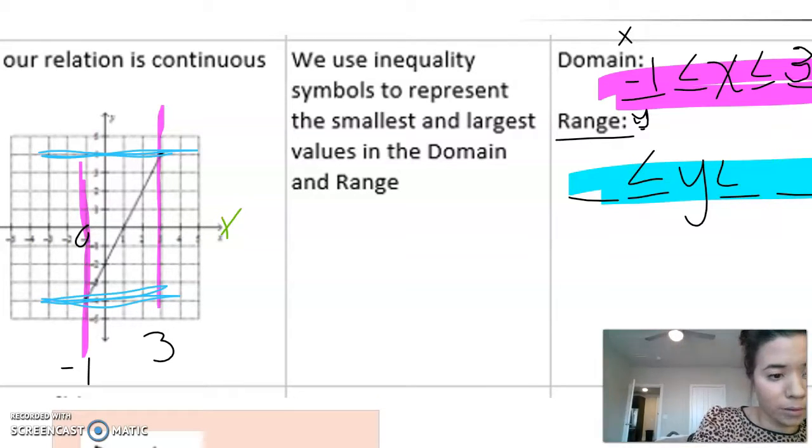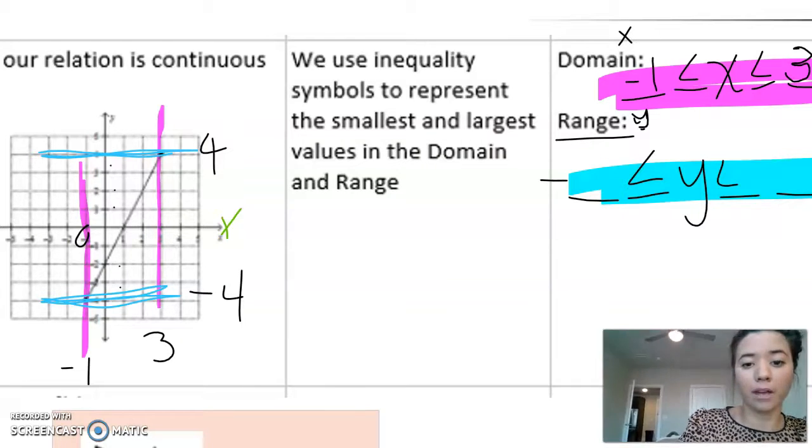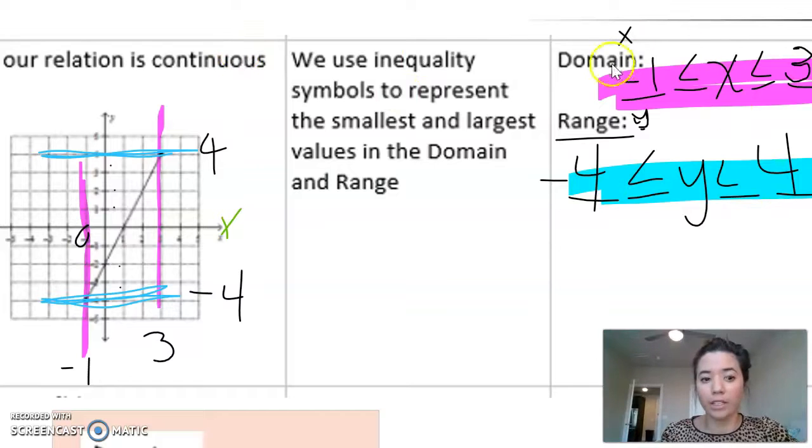This highest number was 1, 2, 3, 4. This lowest number was 1, 2, 3, -4. And so that's what I'll write in my lines here. It goes from -4 to +4. So I can read this as my domain, my graph reaches from -1 to +3. My range goes from -4 to +4.